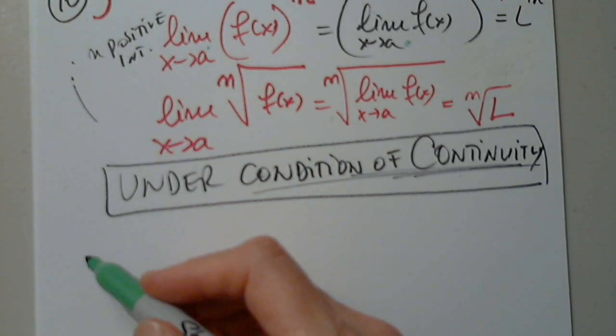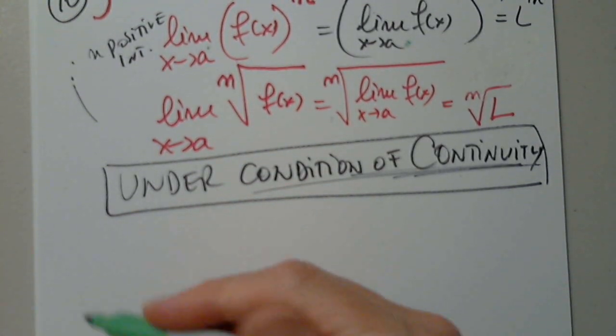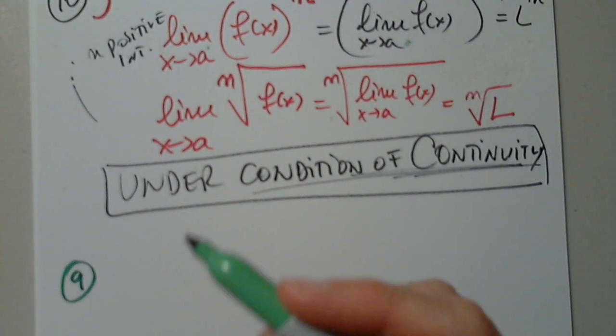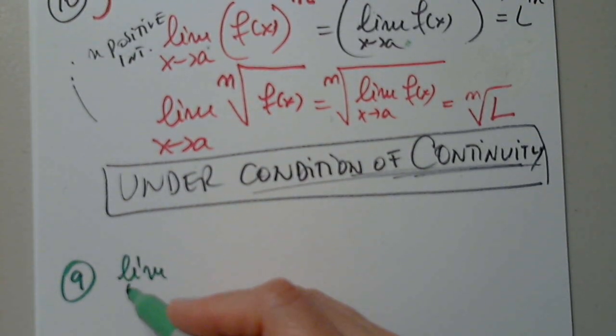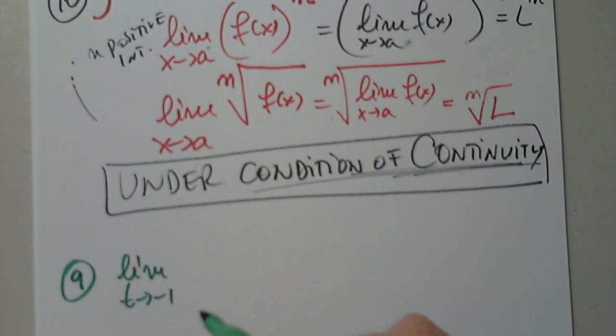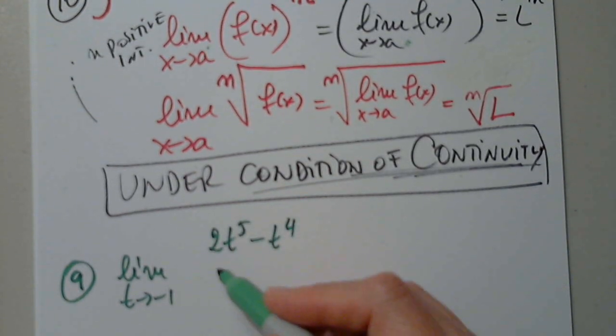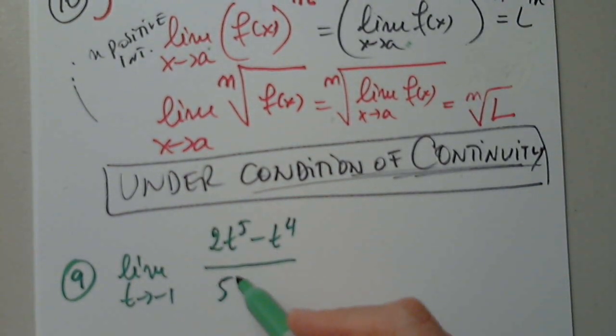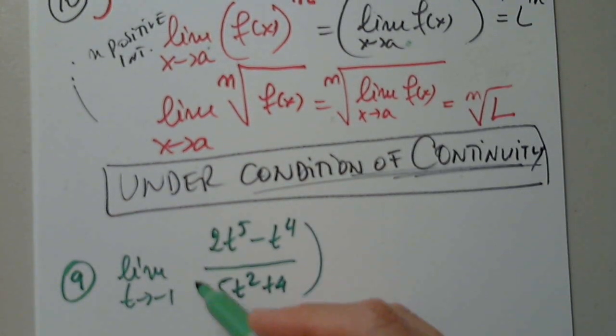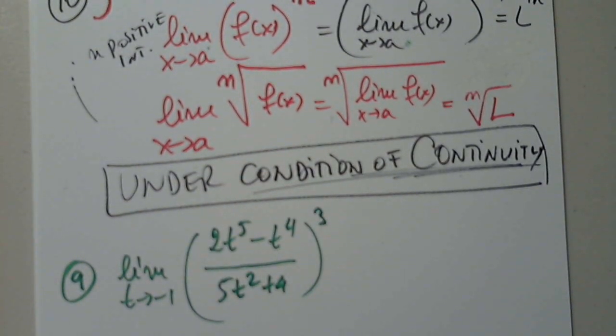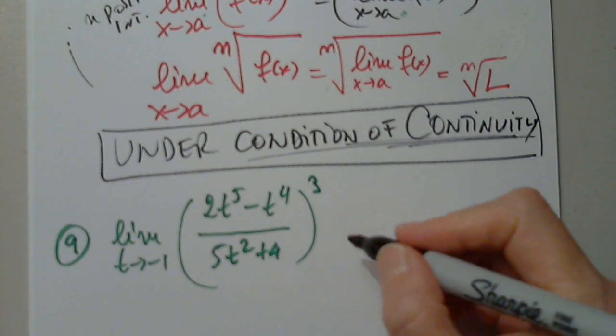Let's do just that. Number 9, and we have the limit as t approaches -1 of (t^5 - t^4) over (5t^2 + 4), everything to the 3rd power. We have to do that no matter what, without even thinking, because we need to determine the type of limit.